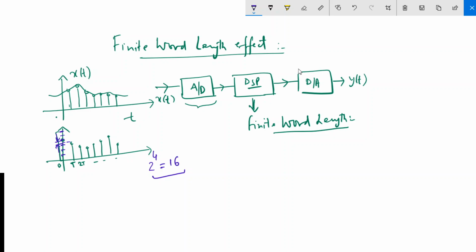Each sample has to be represented using finite bits. So if it is 16, it means 16 levels, and each sample can take values from 0000, 0001, up to 1111, which is 15. So these are voltage levels 0, 1, 2, 3 up to 15. At any point of time, if the signal amplitude is suppose 0.1, but 0.1 is not a level, you have to truncate or round off this to its nearest value.